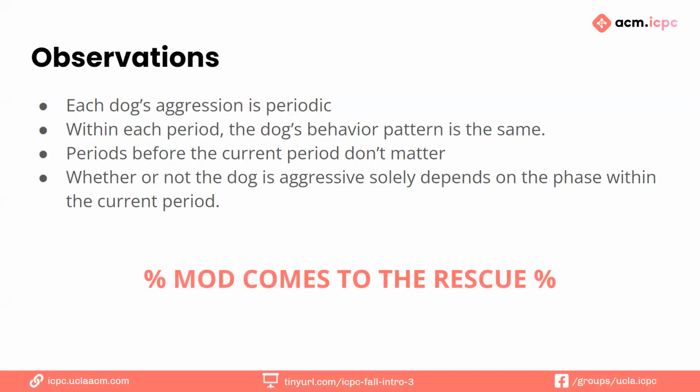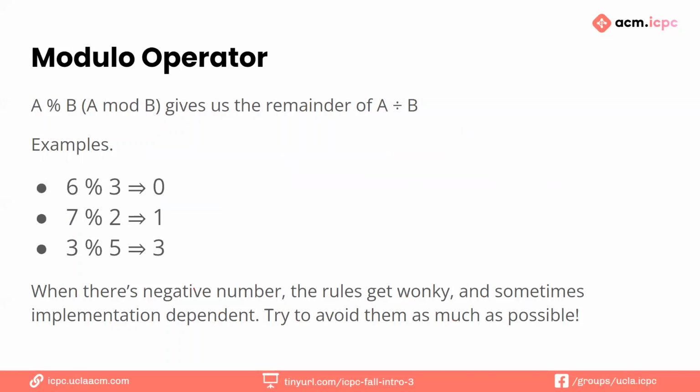Well, just as a quick review, I'm going to go over how the modular operator works and then how modular arithmetic works. So A % B, which you read as A mod B, gives us the remainder of A divided by B. So for example, 6 mod 3 is 0, 7 mod 2 is 1, and 3 mod 5 is 3. And when there are negative numbers, the rules get very funky, and you generally want to avoid using negative numbers in modular arithmetic.